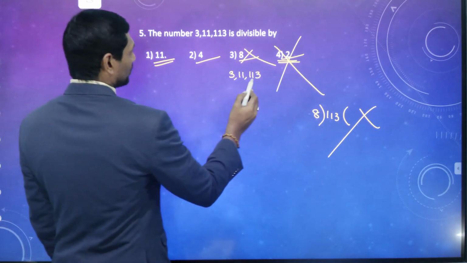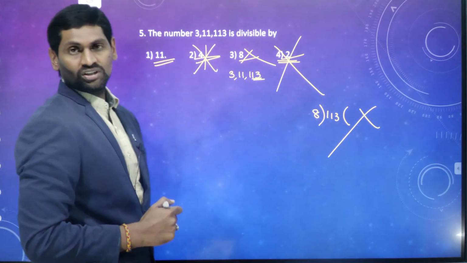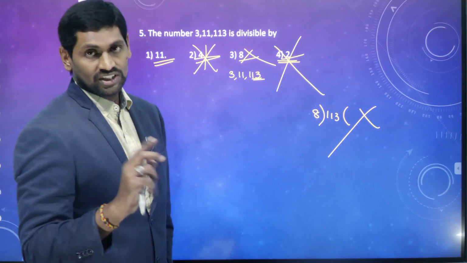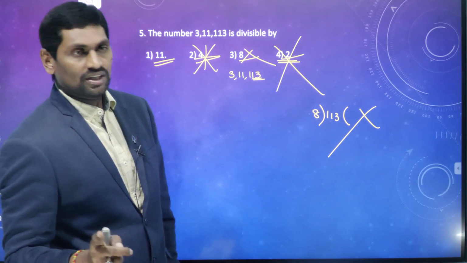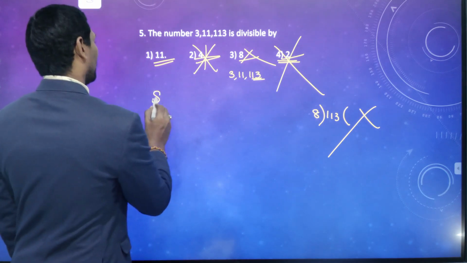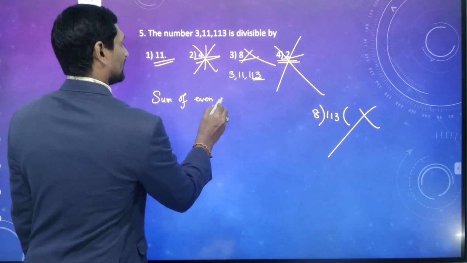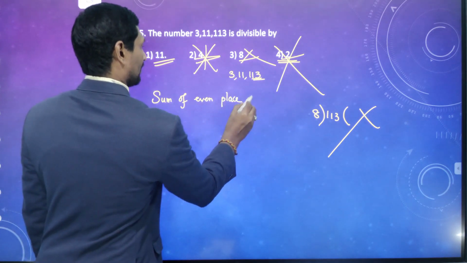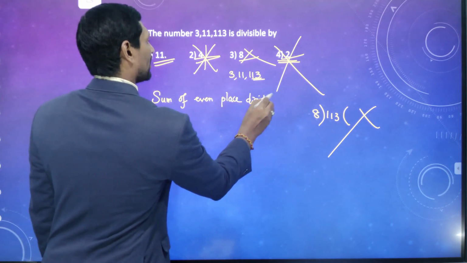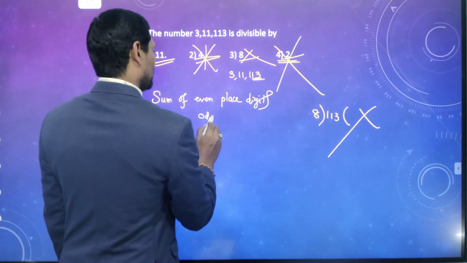Option 4. The last 2 digits must be multiples of 4. No, 13 won't come in the 4 table. 13 is not a multiple of 4. So option 2 is also incorrect. So only option 1 remains, the sum of even place digits and odd place digits. What are even places and odd places?